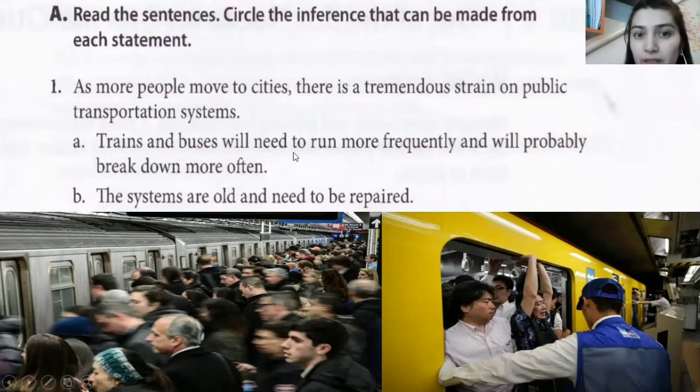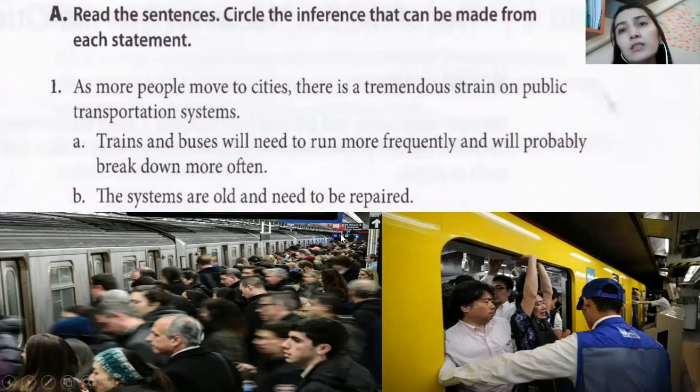Now let's look at sentence A. Trains and buses will need to run more frequently and will probably break down more often. What does it mean? If we have a transportation system which moves more frequently, there will be less strain, right? There won't be tremendous strain, and it will probably break down more often. Possibly, right? It can be a solution. Let's look at sentence B. The systems are old and need to be repaired. Is there any information about the system? Is it old or modern or new? Is there any information about that?